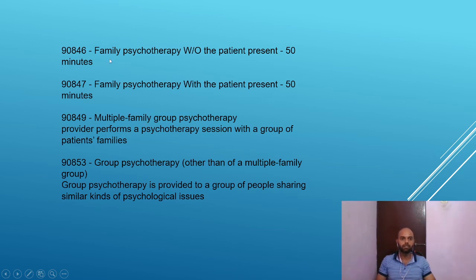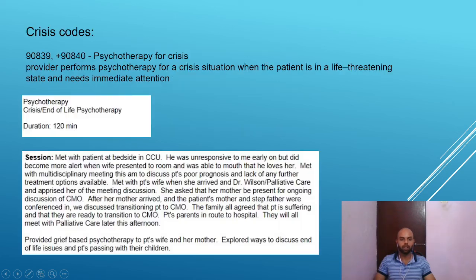90846 is for family psychotherapy without the patient present. This is for 50 minutes. 90847 is for family psychotherapy with the patient present. This is also for 50 minutes. 90849 is for multiple family group psychotherapy. The provider performs a psychotherapy session with a group of patients' families. 90853 is for group psychotherapy. Group psychotherapy is provided to a group of people sharing similar psychological issues.